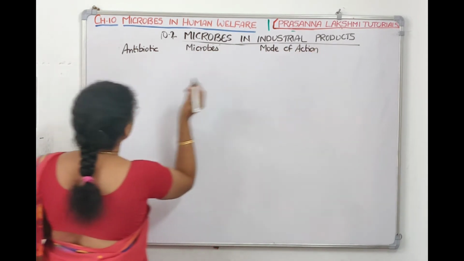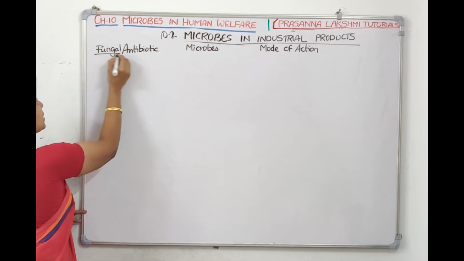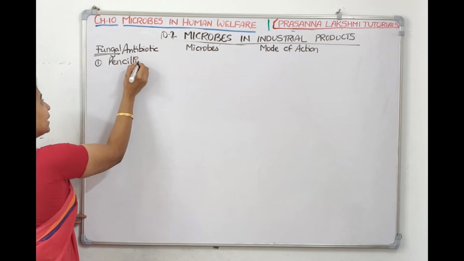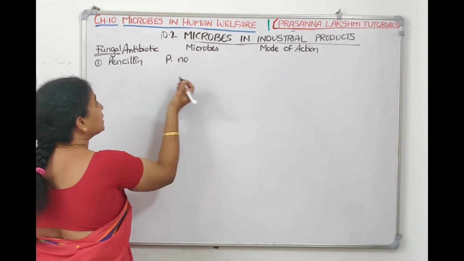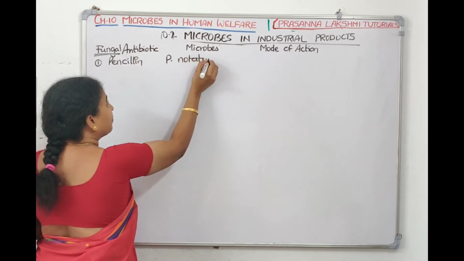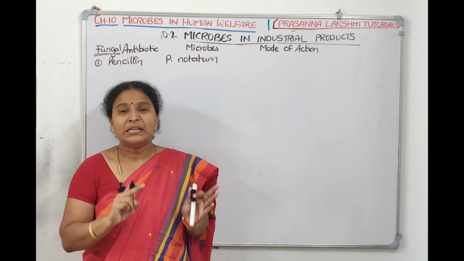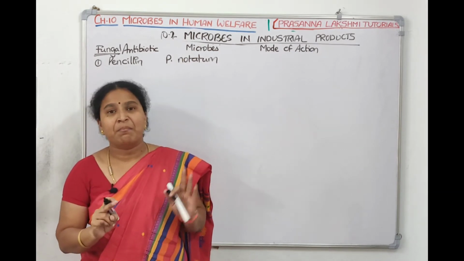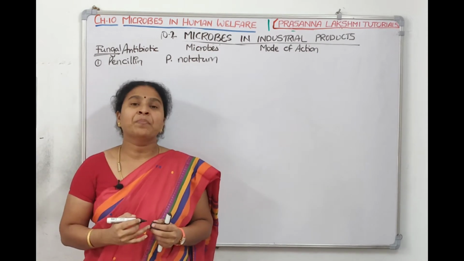Now we'll start with the fungal antibiotics first. Penicillin is a fungal antibiotic only and this penicillin is extracted from a fungus called Penicillium notatum. Penicillin is extracted from Penicillium notatum by Alexander Fleming. What is the mode of action of penicillin?